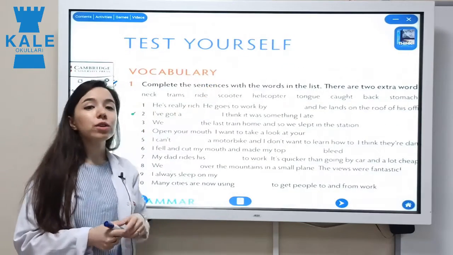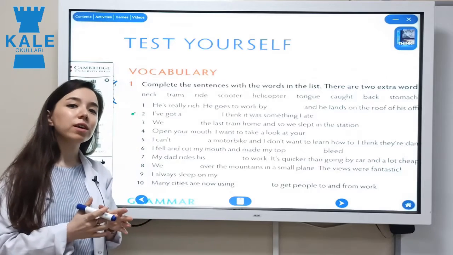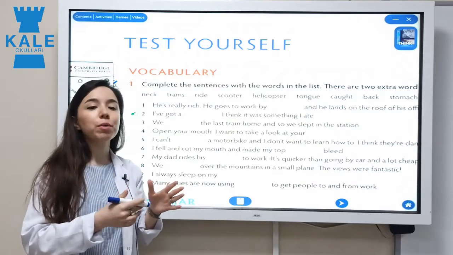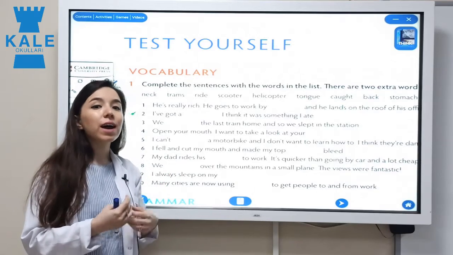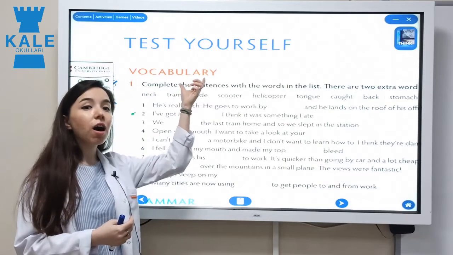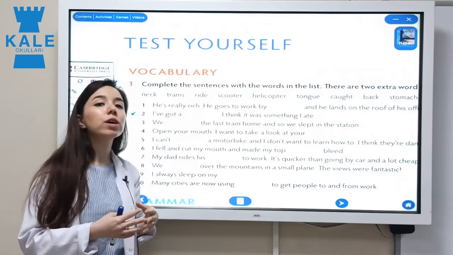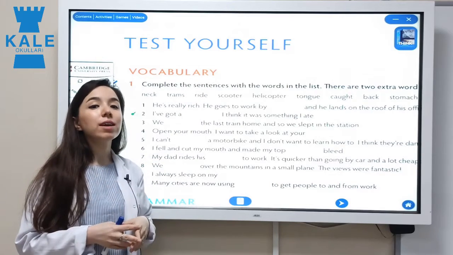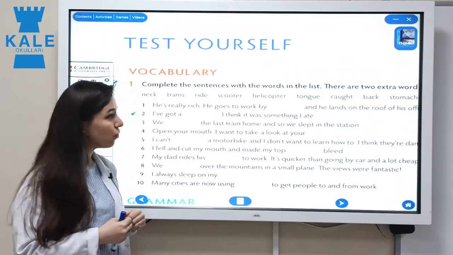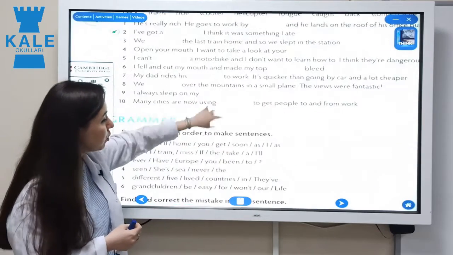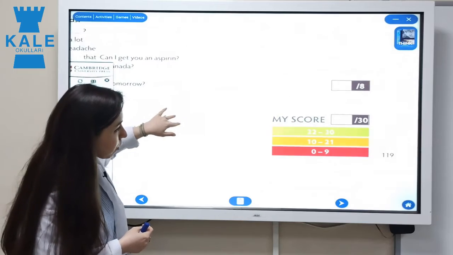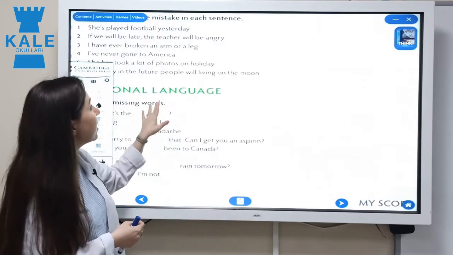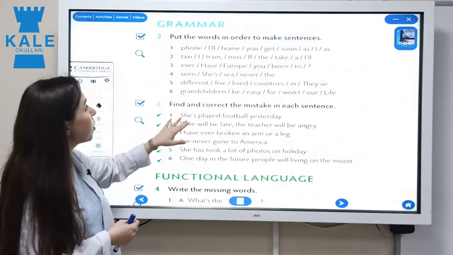You know that at the end of each 2 units, for example, when we finish unit 1 and 2, after these 2 units we have a page called Test Yourself to review the grammar and vocabulary and everything in these 2 units that we finished. So now we are on which page? At the last page of our book, page 119, and let's do some exercises about our grammar.